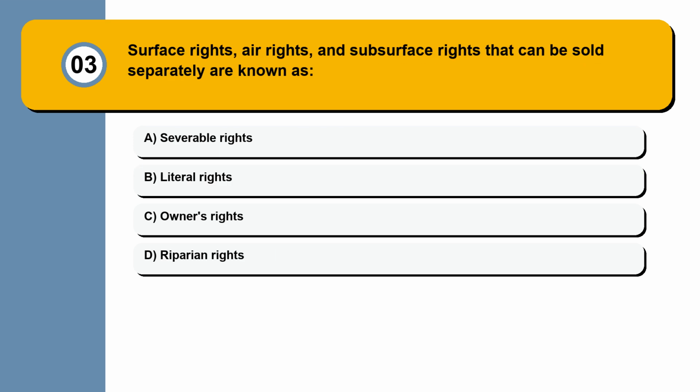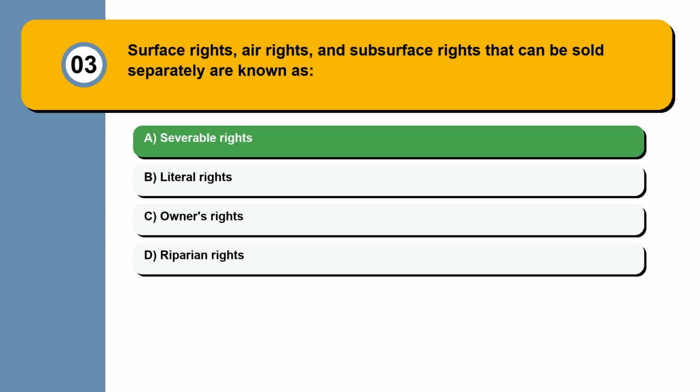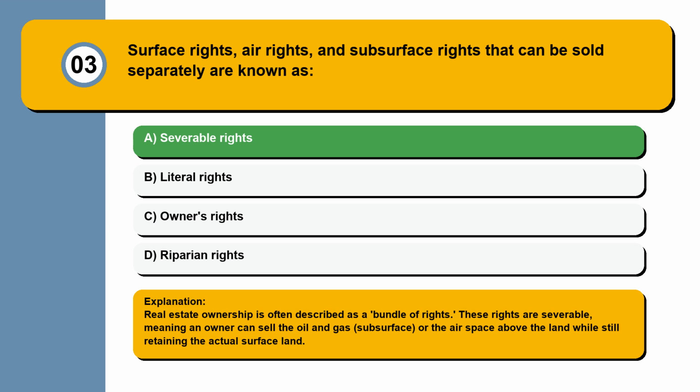Question 3. Surface rights, air rights, and subsurface rights that can be sold separately are known as severable rights, literal rights, owner's rights, riparian rights. Real estate ownership is often described as a bundle of rights. These rights are severable, meaning an owner can sell the oil and gas, subsurface, or the airspace above the land while still retaining the actual surface land.